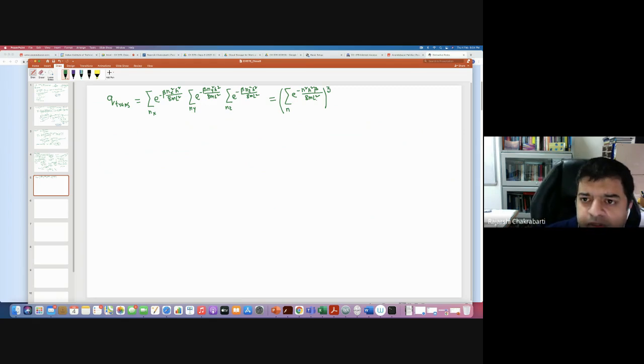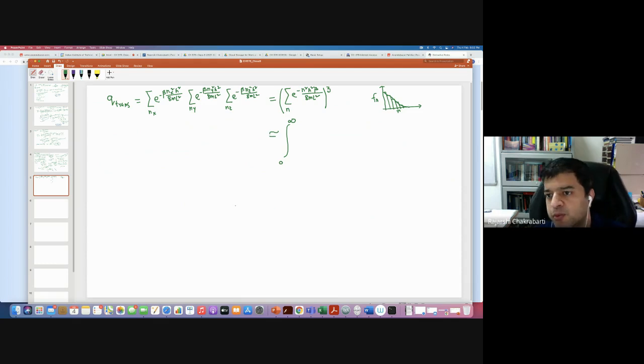Now rather than this sum, I approximate it as an integral, and I allow my n to go from 0 to infinity. Although n cannot be 0 strictly, this is an approximation. Because if you plot this function as a function of n, each term will add, and the integration will be something like this. So not a bad approximation, you can go and check. So essentially what I have is an integration of this.